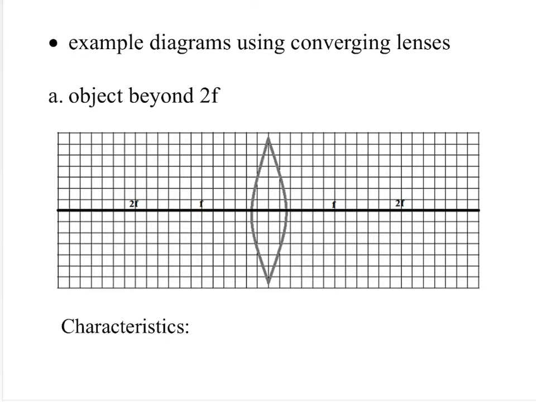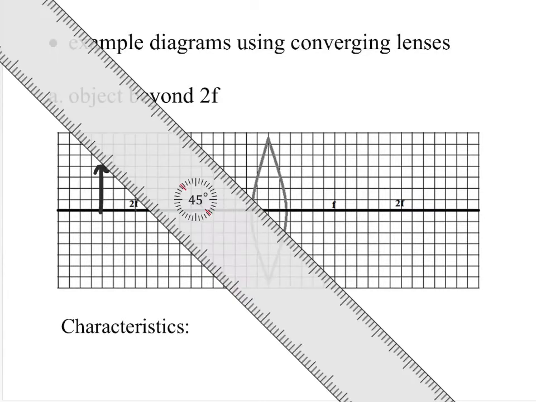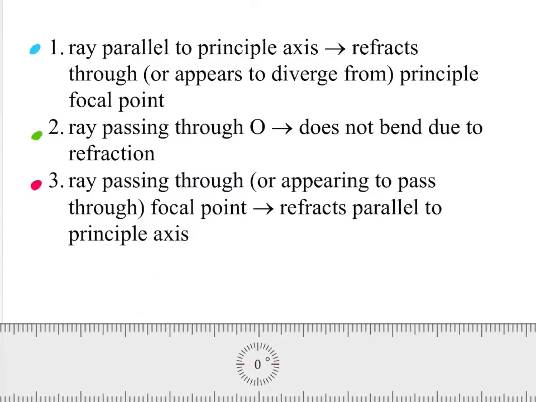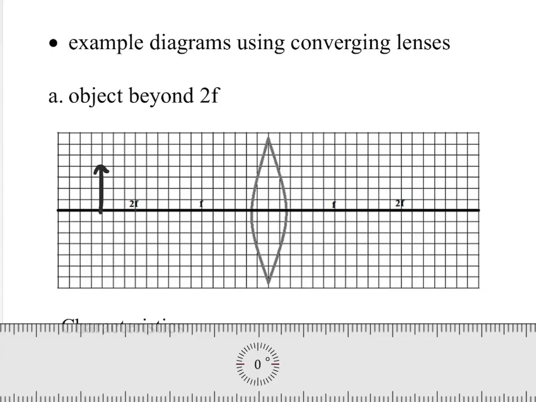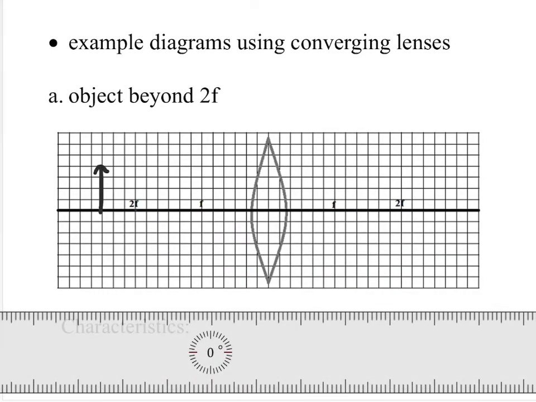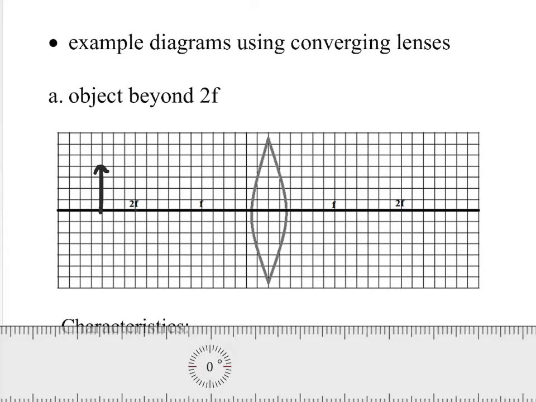So let's go. First, we're going to do if we had an object beyond 2F. So here's 2F right there. So I'm going to go behind 2F, right about there. Okay, so my first thing that I am going to draw is the ray that's parallel to the principal axis, and then it's going to refract through the principal focal point. So here we are working with a converging lens. So this one's actually going to go through the focal point on this other side right here. Okay, so just a little note there.